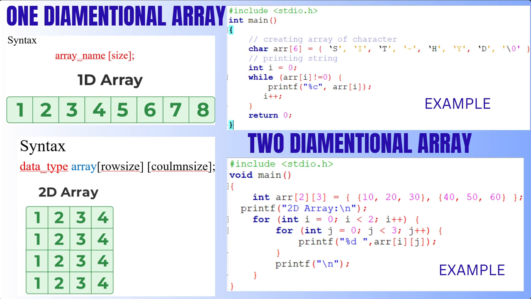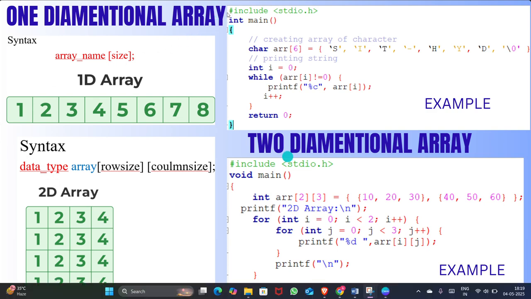Moving on, we have one-dimensional array and two-dimensional array. Let us understand the difference between one-dimensional array and two-dimensional array with the help of example. So now we have one-dimensional array and two-dimensional array. Coming to the syntax of the one-dimensional array, we have the array name followed by the size within the square brackets and semicolon. Semicolon means the termination of the statement.